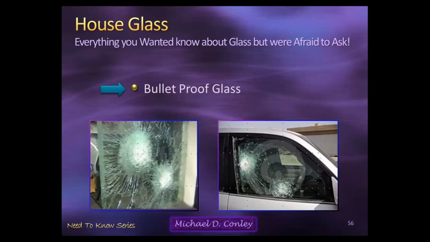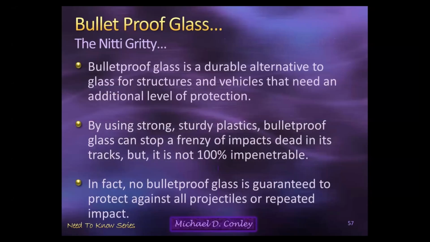Bulletproof glass. We don't see a lot of bulletproof glass in typical single-family homes or condos for that matter, but it's interesting stuff, so I thought I'd talk about it. Bulletproof glass is a durable alternative to glass for structures and vehicles that need an additional level of protection. By using strong, sturdy plastics, bulletproof glass can stop a frenzy of impacts dead in its tracks, but it's not 100% impenetrable. Nothing is. In fact, no bulletproof glass is guaranteed to protect against all projectiles or repeated impact.